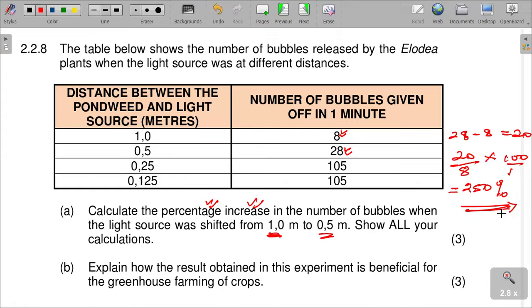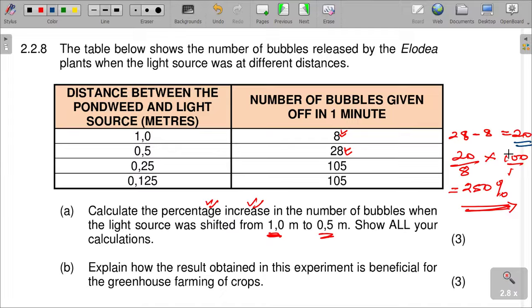Our final 0.5, the bubbles produced was 20. Before it's 1.0, it was 80. So 28 minus 8, we get 20, which is given there. And then 20 over the what? The initial, multiplied by what? That is the increase, 20 over initial multiplied by 100, because they want the percentage.